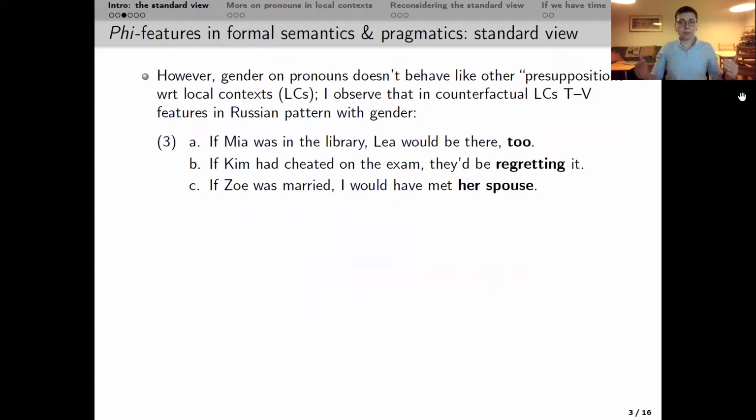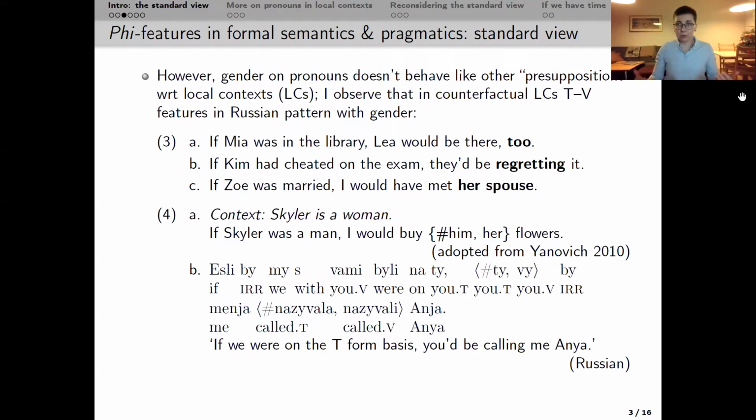So for example, in 3, we have 3 items that are often considered presupposition triggers, but their presuppositions are not satisfied globally. However, the counterfactual antecedent in each case creates a local context that does satisfy the presupposition of the target item. And this is enough to license that item. So for example, you can say, if Mia was in the library, Leah would be there too, without Mia actually being in the library. Now, the same is not true for gender.